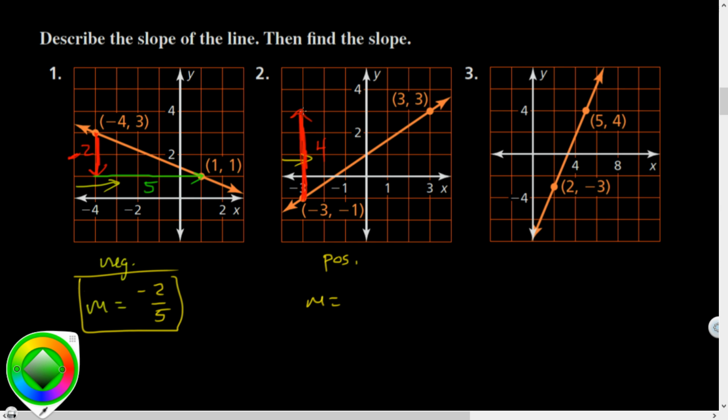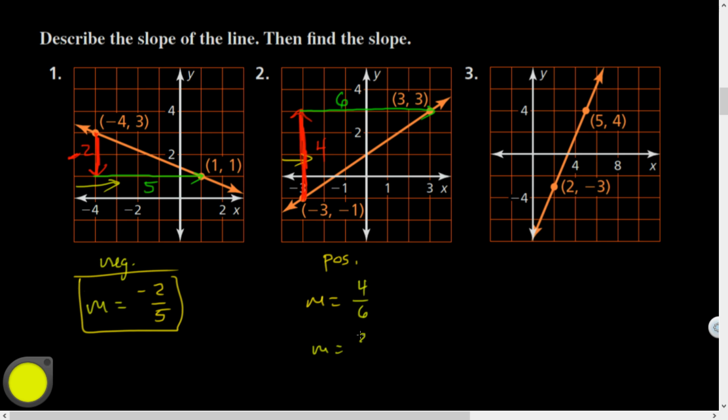And the run is, yeah, it looks like 6. So the slope for this, rise over run, 4 over 6, that reduces to 2/3, up 2 over 3. And let's see, I'll do this one.